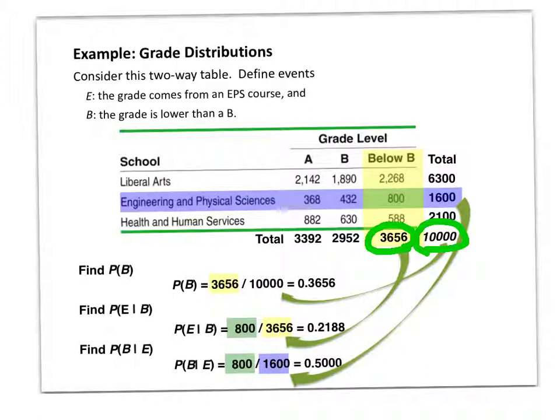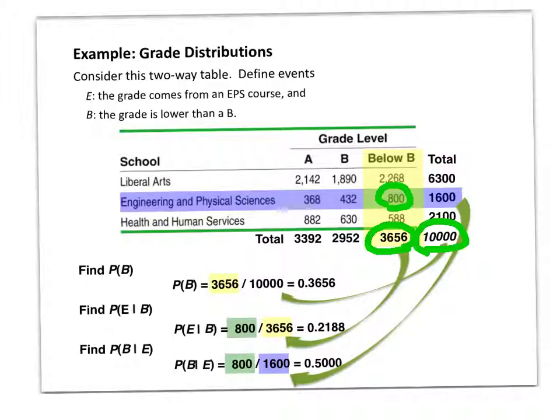So in plain English, that means what's the probability that the student is in engineering and physical sciences given that they got lower than a B? Well, there we had 800 students out of a total of 3,656 students who got lower than a B. So there are 800 students in the engineering and physical science school out of a total of 3,656 students who got lower than a B.